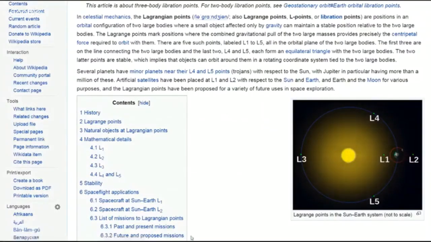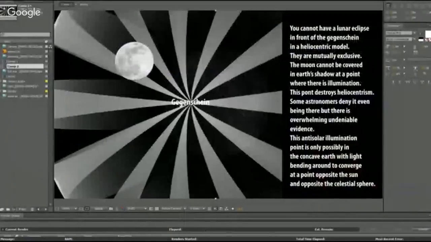You cannot, ladies and gentlemen, let me reiterate this for you. You cannot have a lunar eclipse in front of the Gegenschein in the heliocentric model. They are mutually exclusive. The moon cannot be covered in Earth's shadow at a point where there is illumination. It's that simple. You understand what I'm saying? This Gegenschein point is a bright spot, and that's where the lunar eclipse supposedly happens.